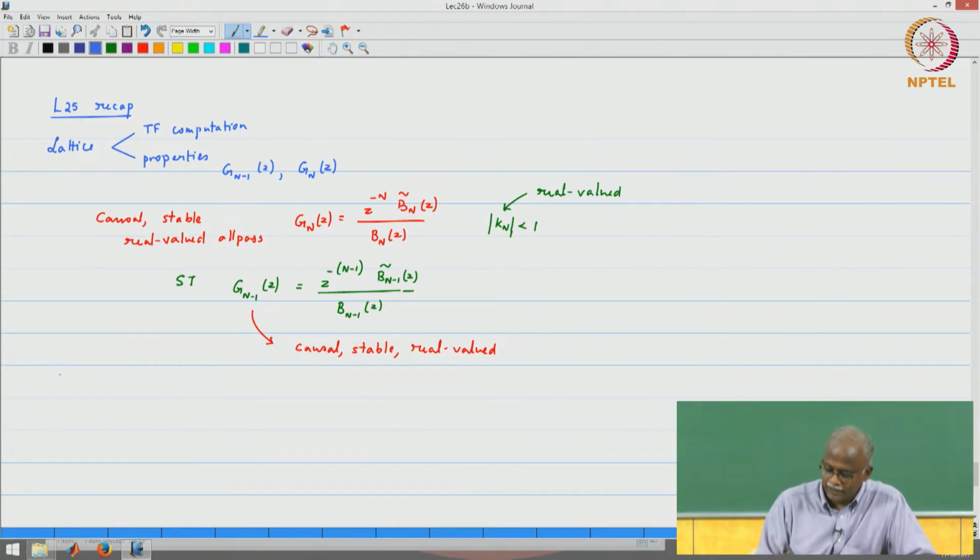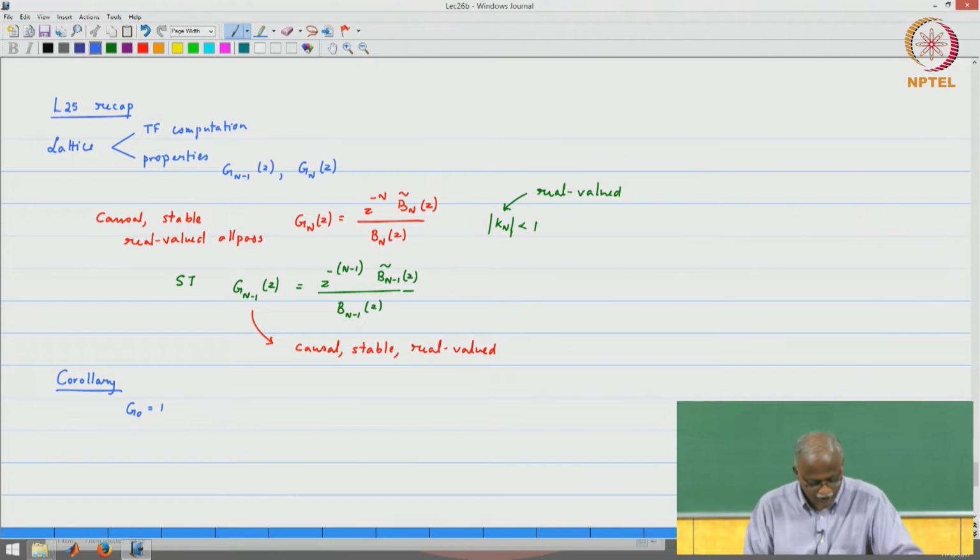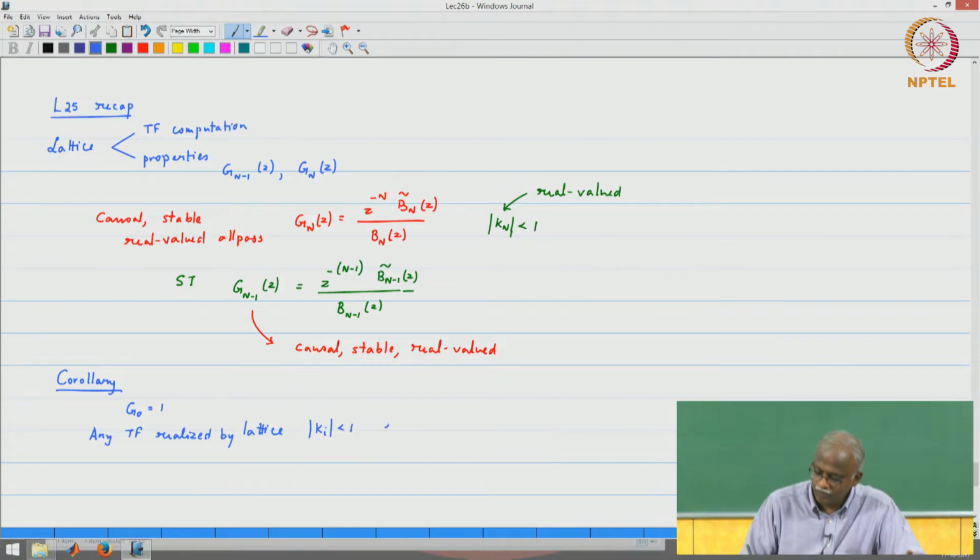Now there is a corollary that we can write down, which you should be able to validate and prove: if you start with G_0 equal to 1, that is G_0(z), or whatever you want to call the 0th order all-pass, and then you construct a lattice, any transfer function realized by the lattice with the constraint that mod K_i is less than 1 for all i, however many stages you have, then the overall transfer function G_n(z) is a structurally stable all-pass.